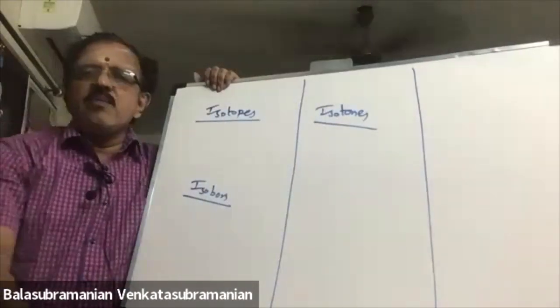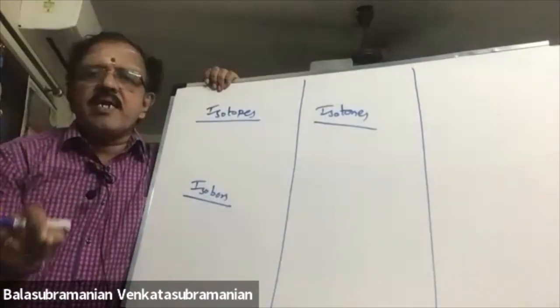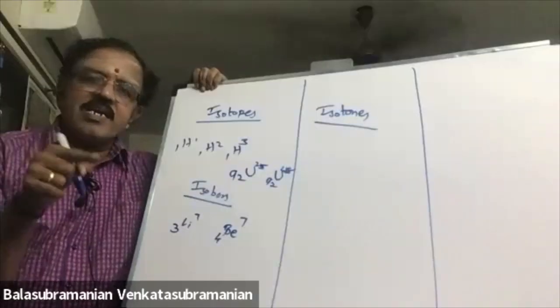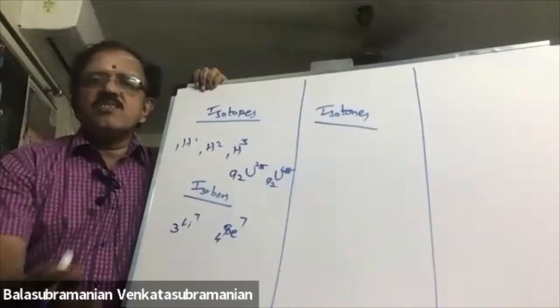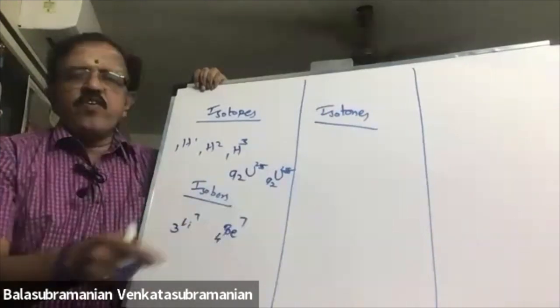Isotopes means elements having same atomic number. So two different elements having same mass number, different atomic number.